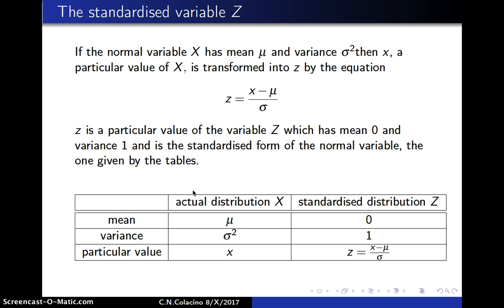So, if the mean of X is mu, the mean of Z is 0. If the variance of X is sigma squared, the variance of Z is 1. For a particular value x, z equals x minus mu divided by sigma, as we've said.